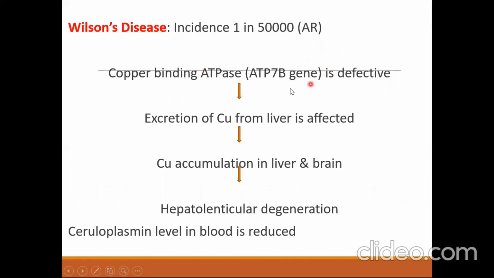The function of ATP7B is to help in the export of copper from the liver, right? So the excretion of copper from the liver is affected, and hence there is accumulation of copper in the liver and brain. So this condition is called hepatolenticular degeneration. The level of ceruloplasmin is reduced.